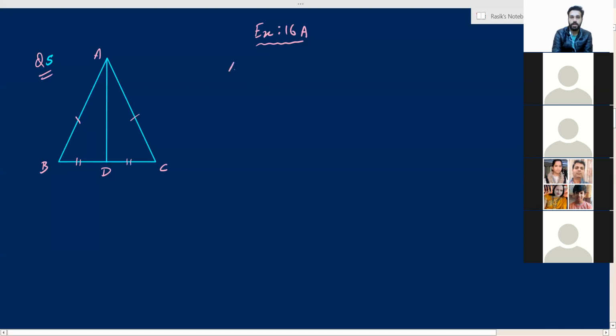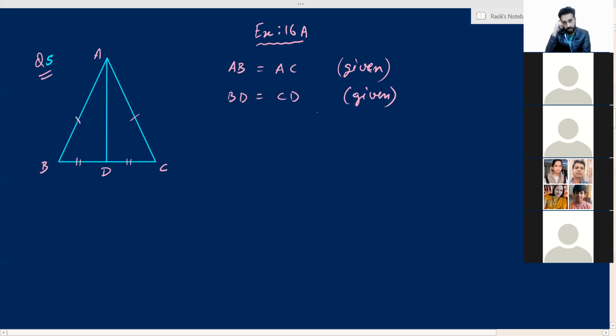Let's start it. In triangle ABD, the side AB is equal to AC, given. Yes, correct. Given, these two are equal. BD is equal to CD, again given in the question. What is the third thing? Can you tell me, all of you? I have written two parts. What is the third part? नहीं, अभी तो दो ही हुए हैं. What is the third side?